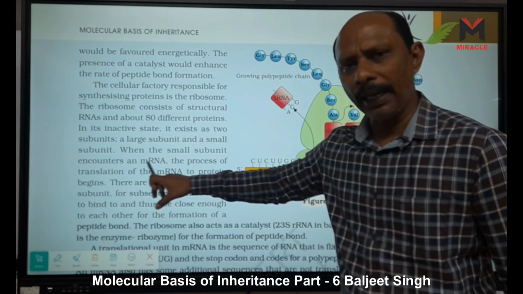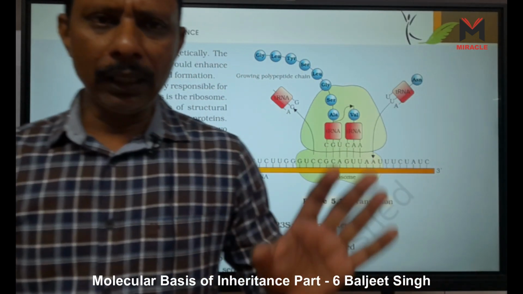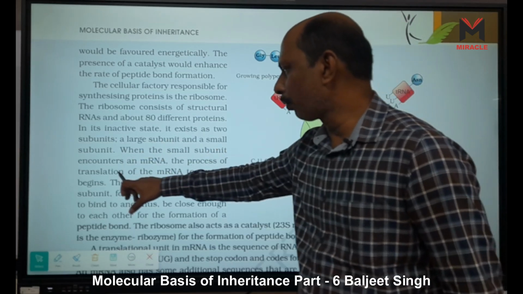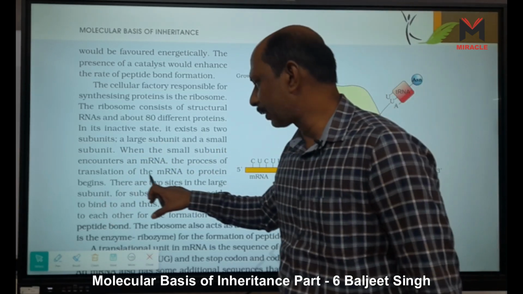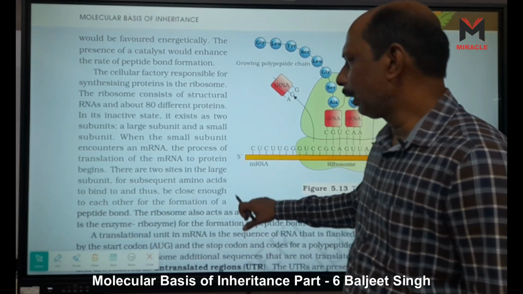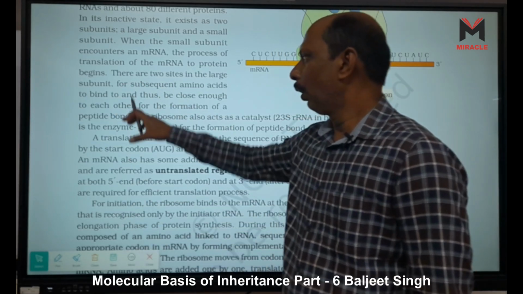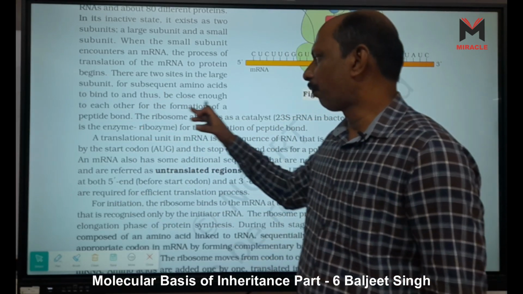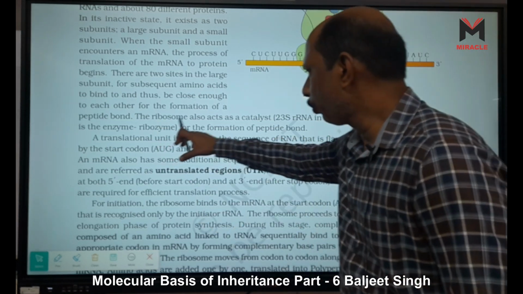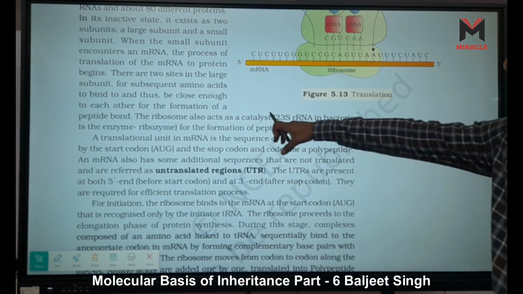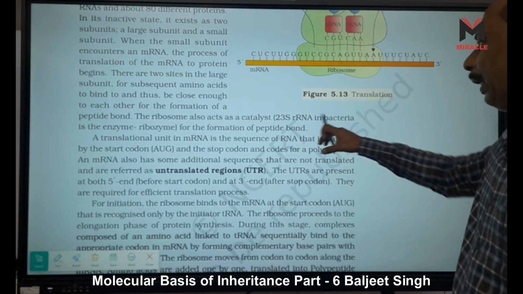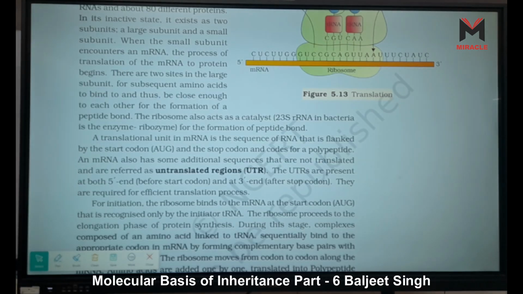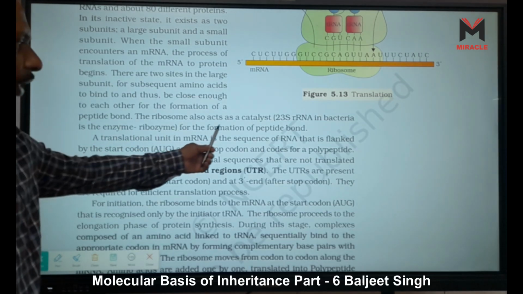When the small subunit encounters an mRNA, first the small subunit attaches to the messenger RNA. When the small subunit encounters a messenger RNA, the process of translation of messenger RNA to protein begins. There are 2 sites in the large subunit for subsequent amino acids to bind to and thus be close enough to each other for the formation of a peptide bond. The ribosomes also act as a catalyst, as an enzyme. In prokaryote cells, it is 23S RNA in bacteria, and in eukaryotes it is 28S rRNA, the ribozyme enzyme for the formation of peptide bond.